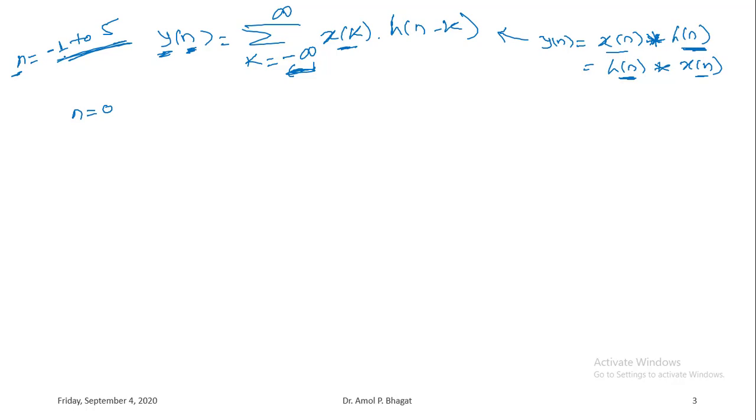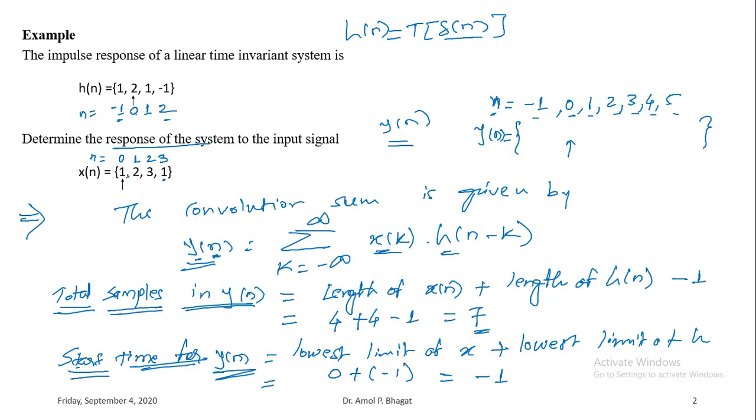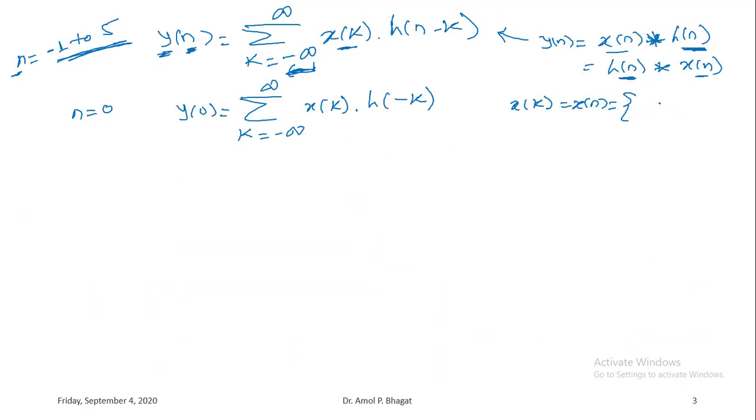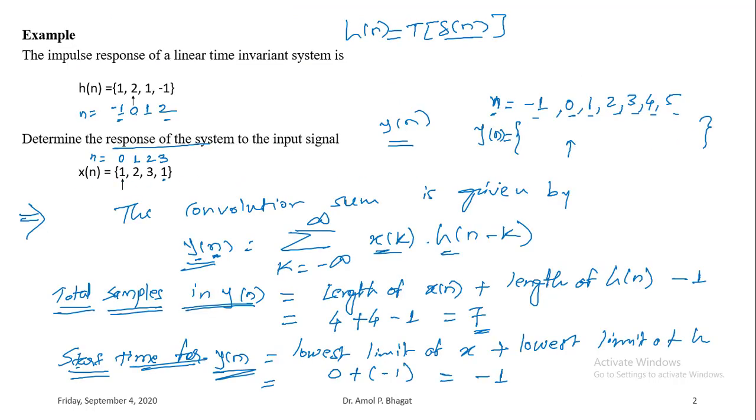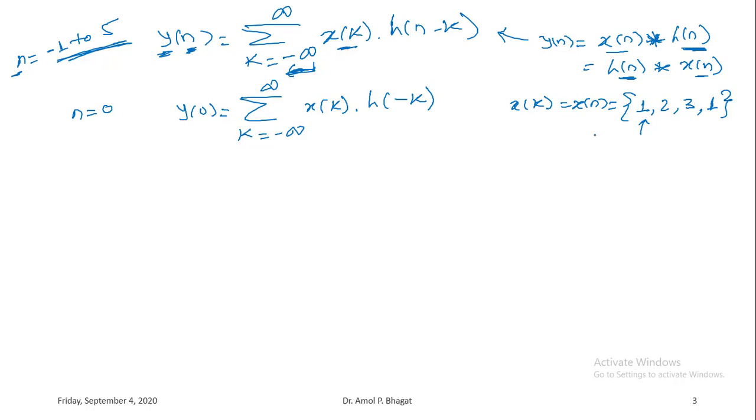So for n is equals to 0, what formula will you get? You will get y of 0 is equals to summation k is equals to minus infinity to infinity x of k into h of minus k. In the given example, your x of k will be the same as x of n. The given input sequence is 1 2 3 1. So I have to take that sequence here, 1 2 3 1, and the origin is at the first one. So this is the origin, and this is my x of k in this case.